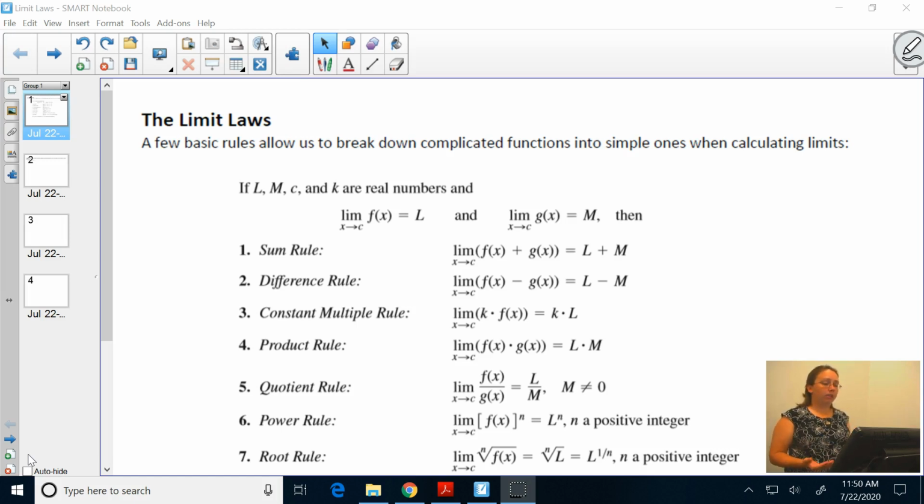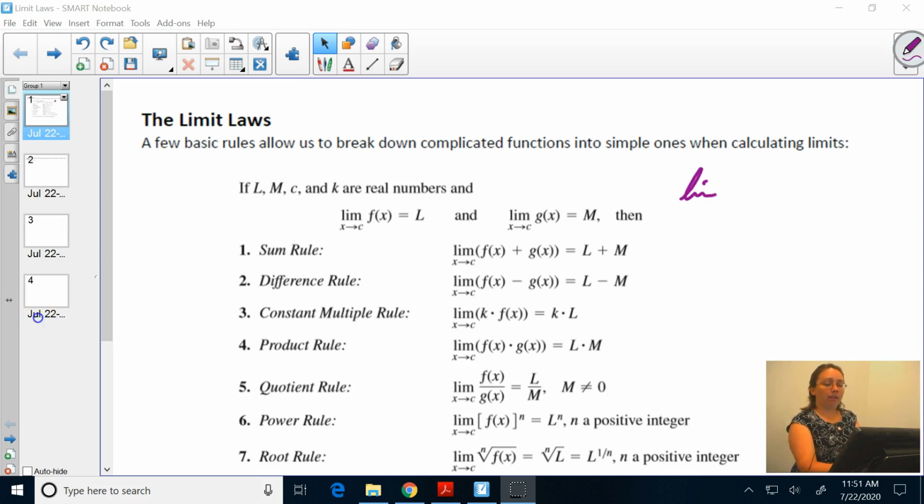So we have here a list of a few basic rules that allow us to break down more complicated functions into simple ones that we already discussed. We've already discussed the constant function and the identity function. Our goal here is to take these more complicated functions and get them down to those. So let's just review very briefly.